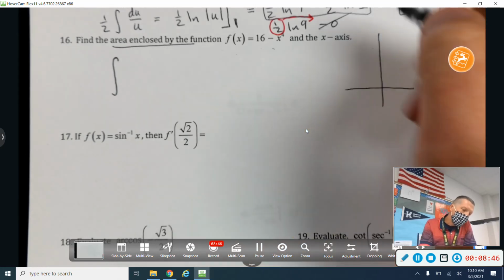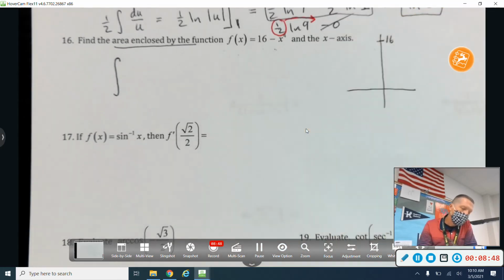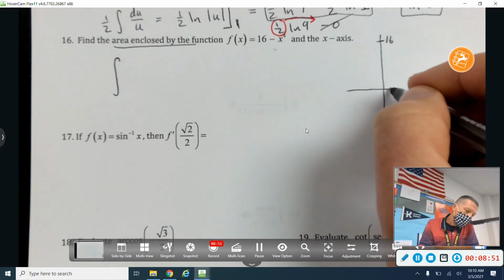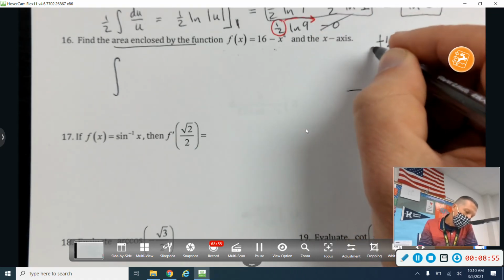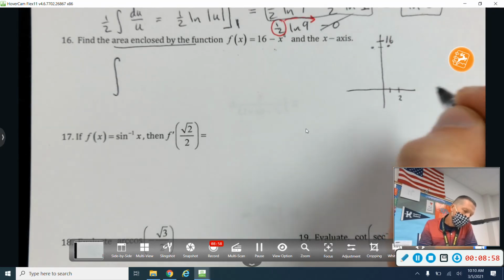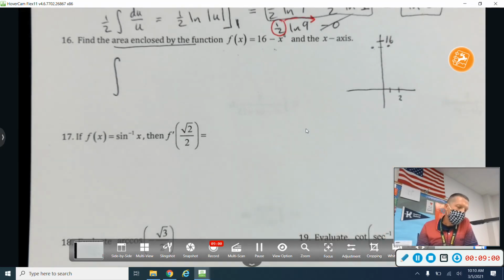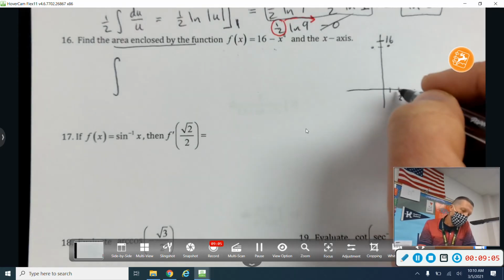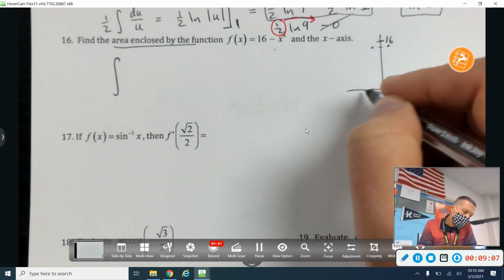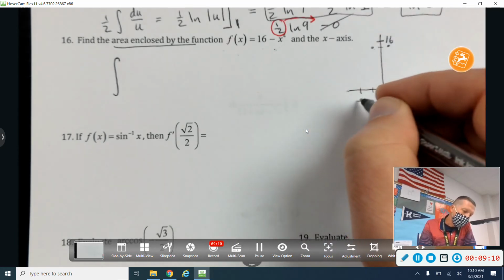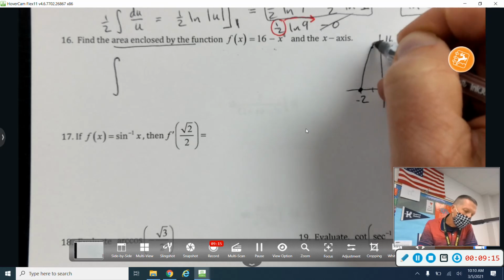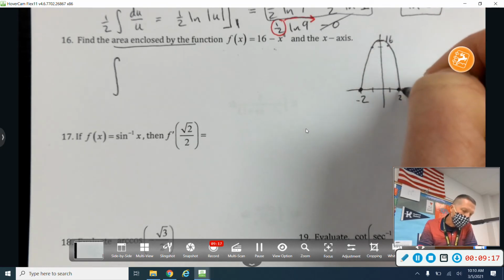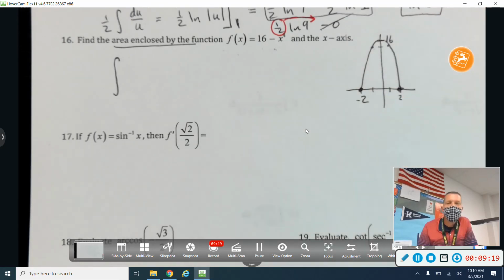If x is 0, then y is 16. If x is 1, then y is 15. If x is 2, let's see, 2 to the 4th is 16. So I'm down to 0. And because it's to the 4th, negative 2 would be the same thing. So this is like a super steep, it's not a parabola, so I shouldn't use that word, but that's roughly the shape of it, a steeper version.